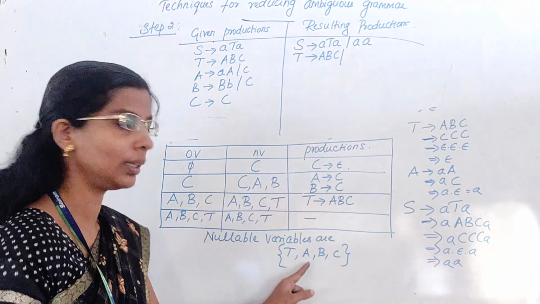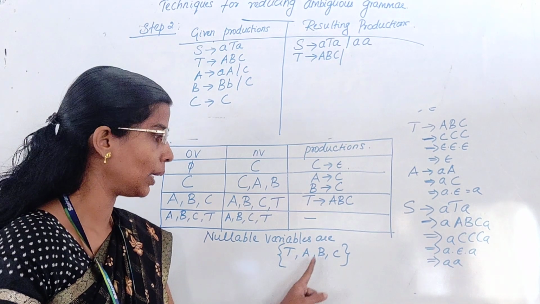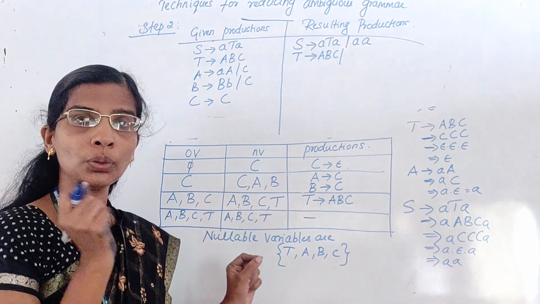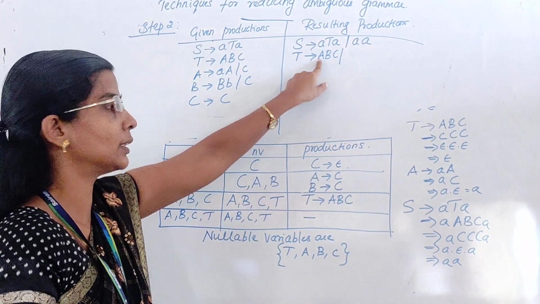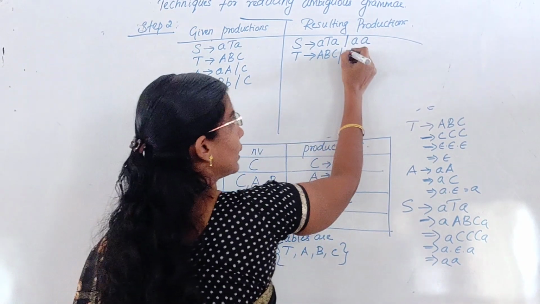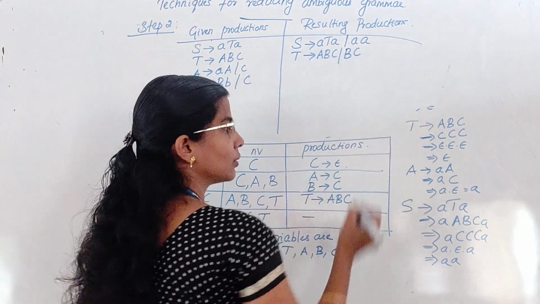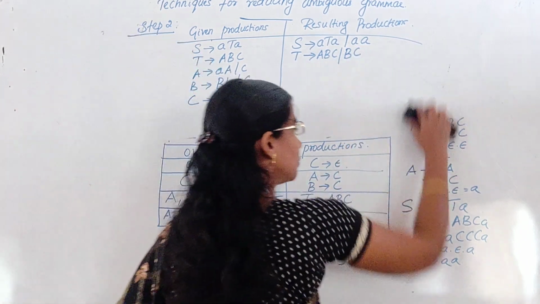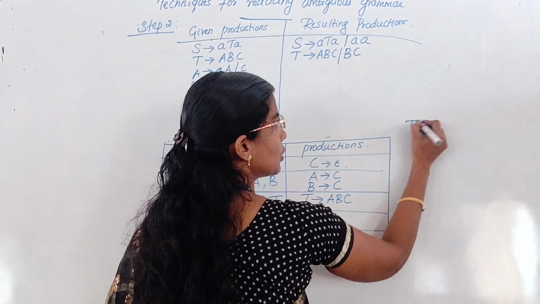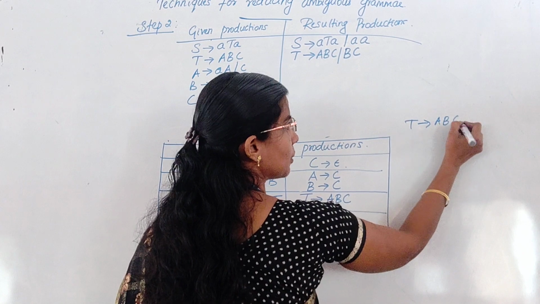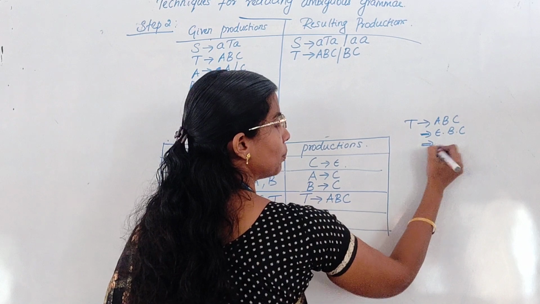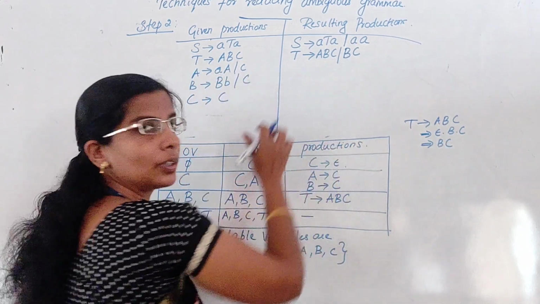Then you can see here all three variables A, B and C are nullable variables. So in that case you have to substitute one by one. First I substitute null for A. When I substitute null for A, what will I get? I get B and C. T tends to A, B and C. Substitute null for A, so what you will get? You will get B, C. That's what I have done.